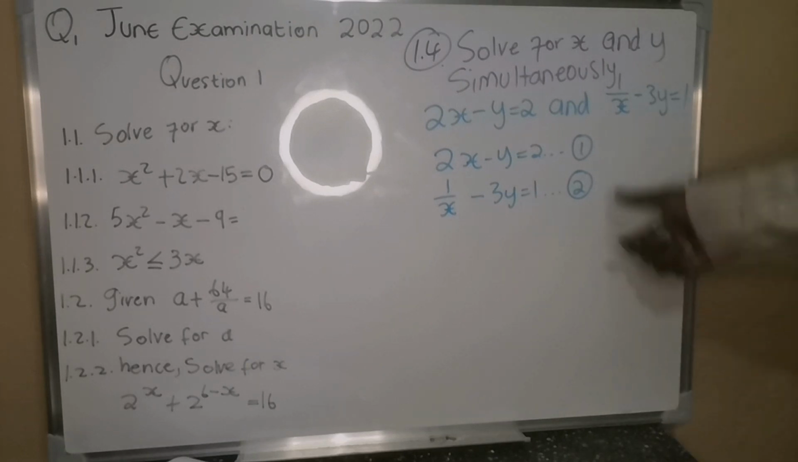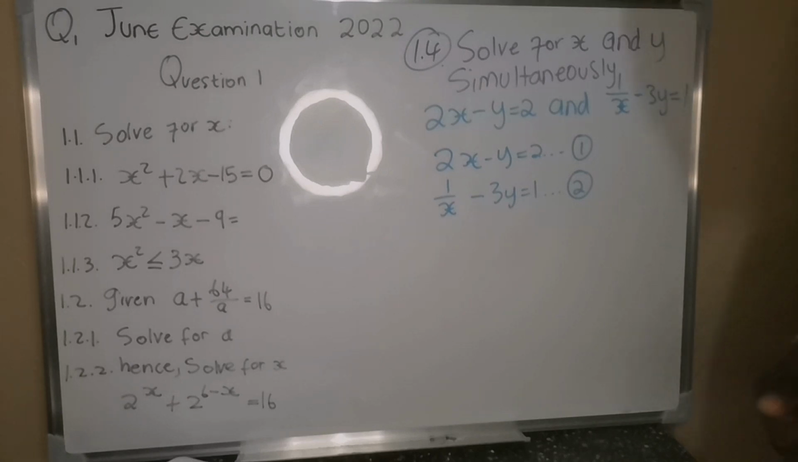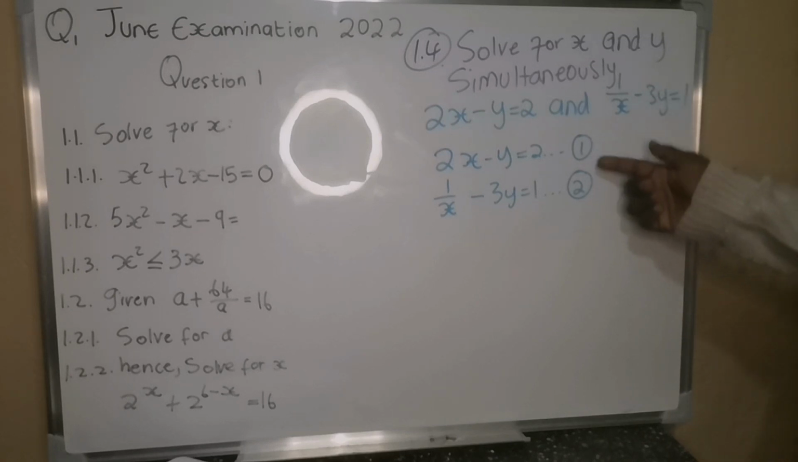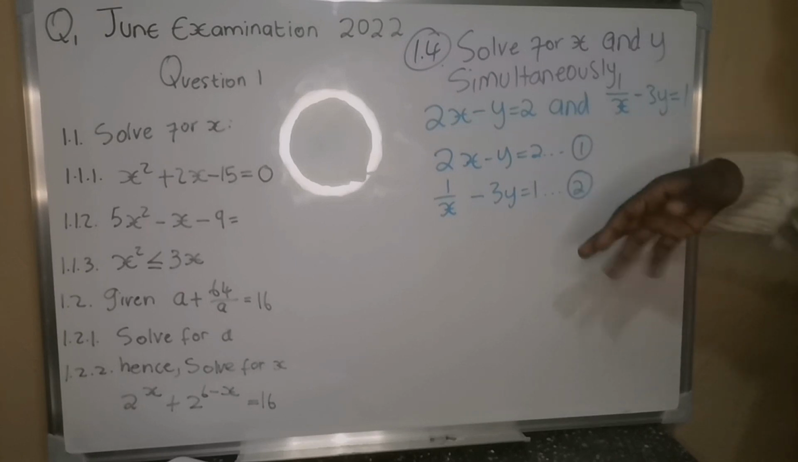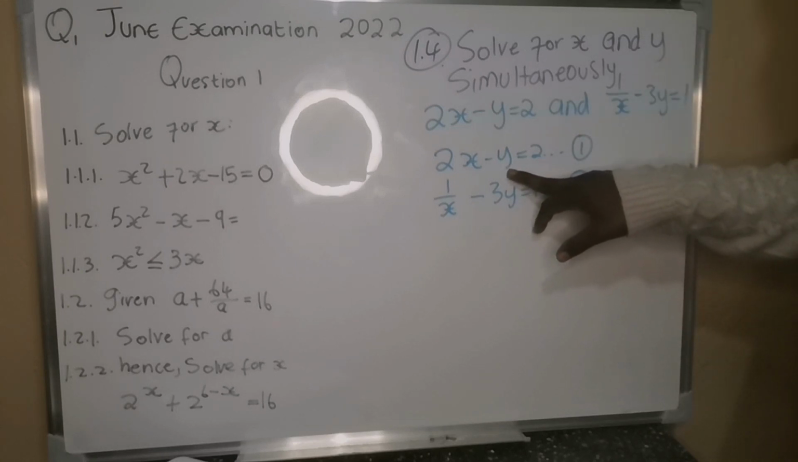Now, from these, I cannot use substitution directly, but I can introduce my third equation. I can introduce my third equation by asking: between the first one and the second one, which equation is simplest? I can see that I can put this y on one side only to have my third equation. It's very simple.